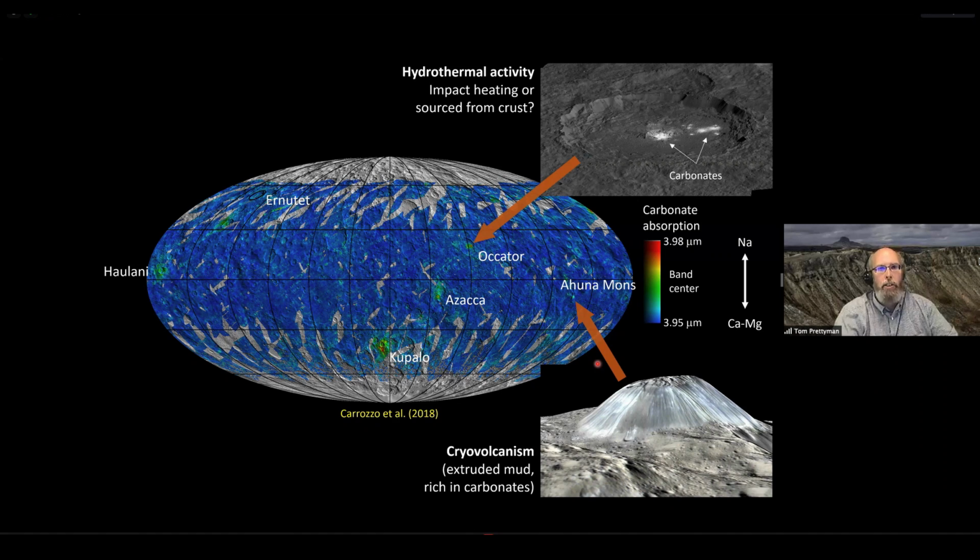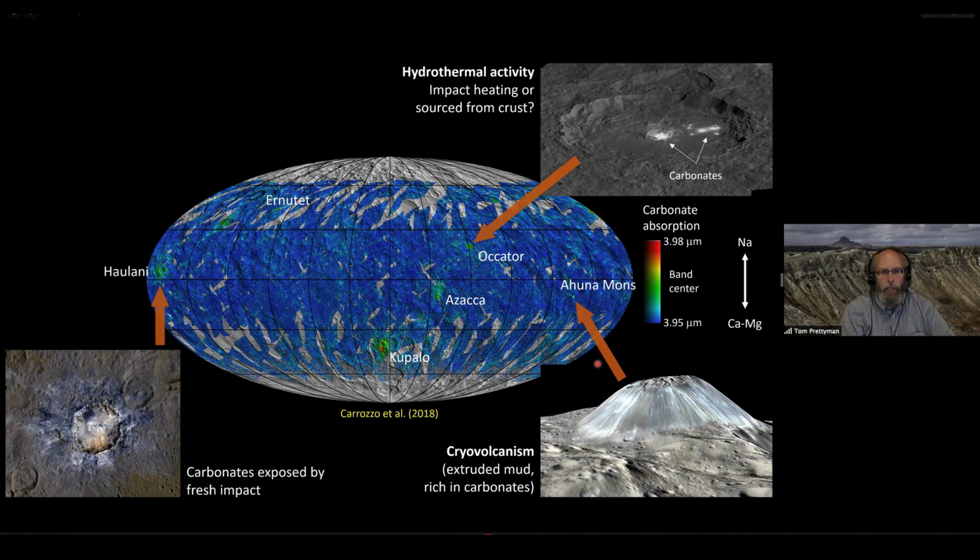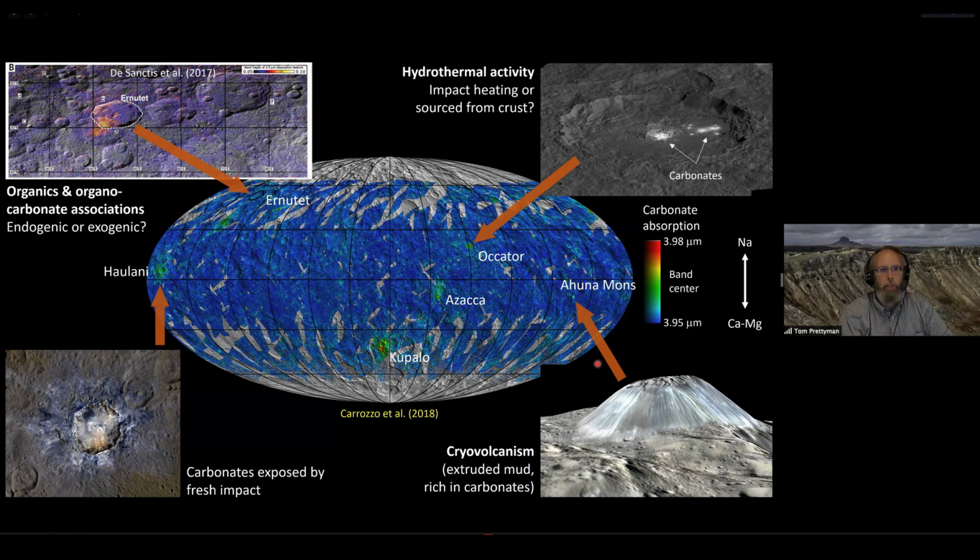In addition to all the carbonates that you see on the surface, you also see organics, which allow you to start to make some assessment of organo-carbonate associations. And the question of endogenic or exogenic we'll get to in a second. But before that, I'll just mention that carbon itself as an element is higher than the meteorites in the global regolith based on GRaND observations, and a portion of it may be in the form of graphitized organics.